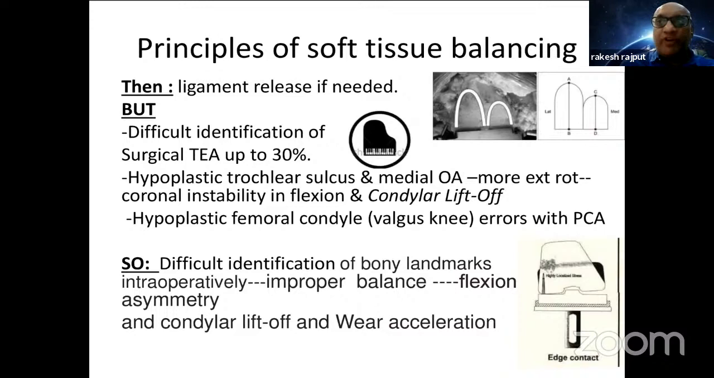People have tried to identify the transepicondylar axis, and 30 to 40% of the time you get it wrong. Then you try to do the posterior condylar axis, and even that can be wrong because that itself is actually not exactly parallel to the tibial axis. Then if you have a condition, which I think Manoj will talk more about, a valgus knee, there the condyles are so hypoplastic that it will actually offset you completely. So the posterior condylar offset also cannot be relied on.